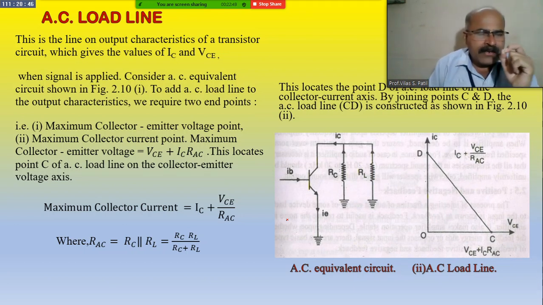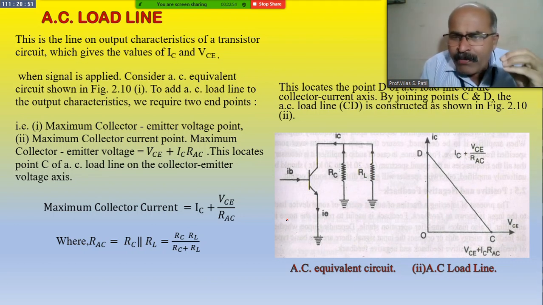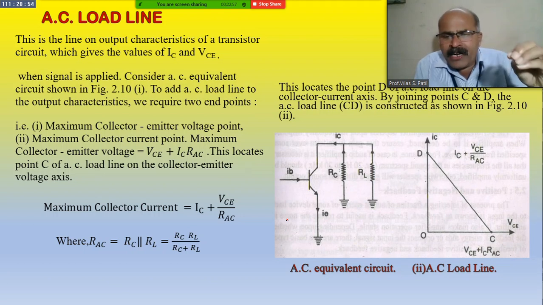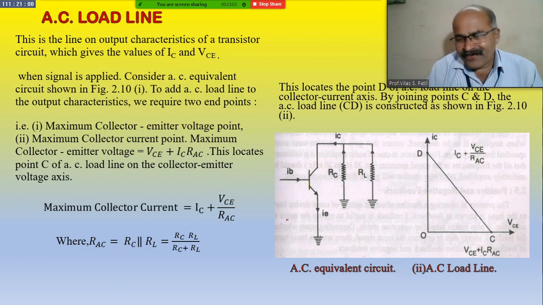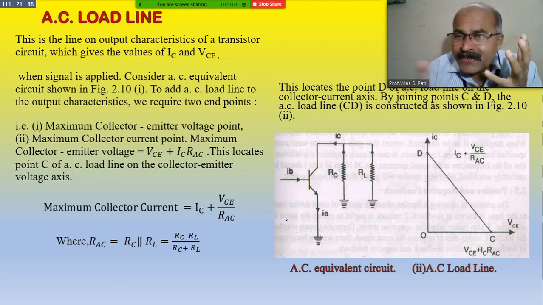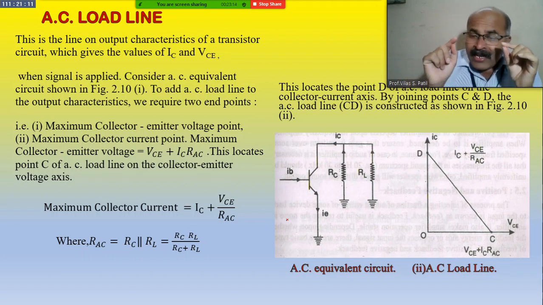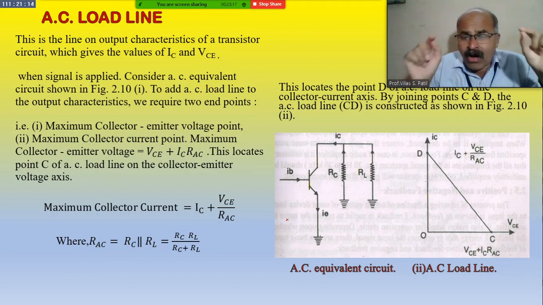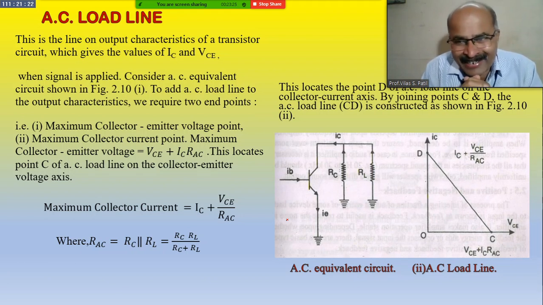See here, friends, this is the AC load line, and the AC load line is the behavior of the common emitter transistor amplifier in only AC condition. Means when only AC is present, DC is absent, DC is grounded, then the condition behaved by the common emitter transistor amplifier is known as the AC load line.